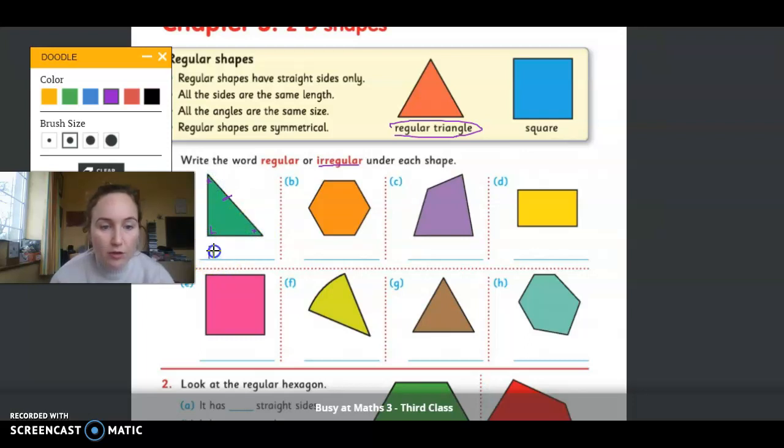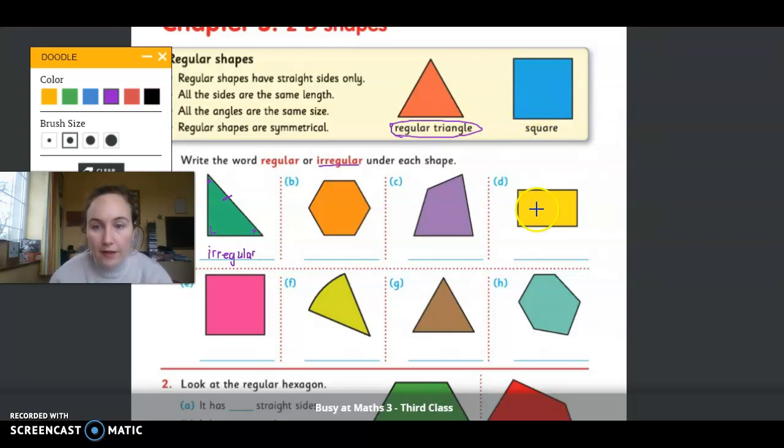Okay, so all you have to do, you don't have to write the name of the shape. You're just writing regular or irregular. So that's an irregular triangle. The one up here at the top of the page is a regular one. Okay. So a square is a regular shape.